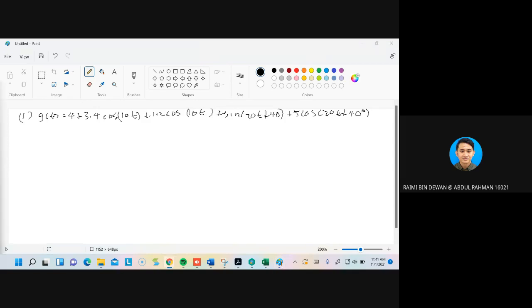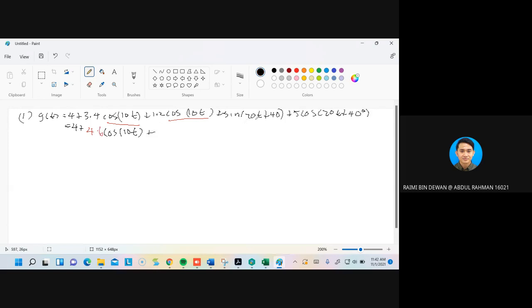You see, 4, nothing to be solved, is still 4. How about here? Cos 10t and cos 10t, you can see they are identical, so we can just add them together. So 3.4 plus 1.2 is what? Someone can answer me using Google Audio. 3.4 plus 1.2 is what? 4.6. So it is 4.6. Then the next is we try to settle this.